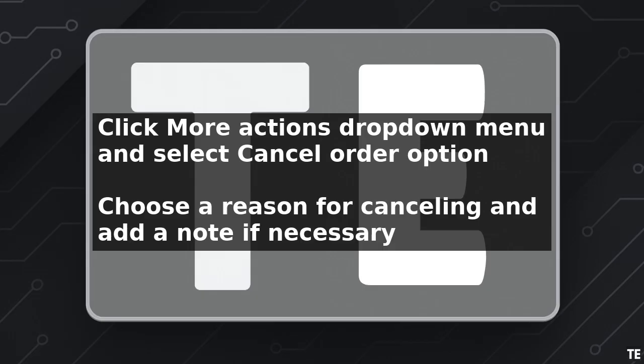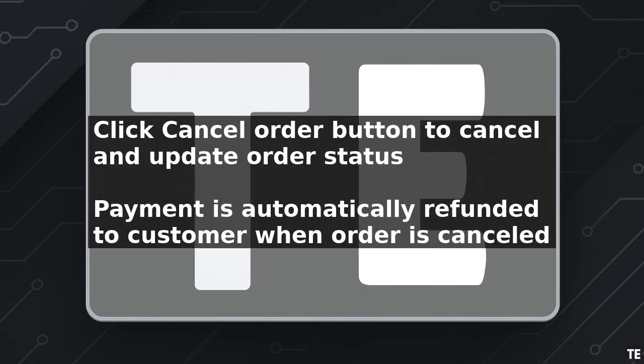On this page, you will be asked to select a reason for canceling the order and optionally add a note. Choose a reason from the drop-down menu and add a note if necessary. This note will be visible to the customer, so make sure it is clear and concise. Once you have selected a reason and added a note, click the Cancel Order button. This will cancel the order and update the order status to canceled.